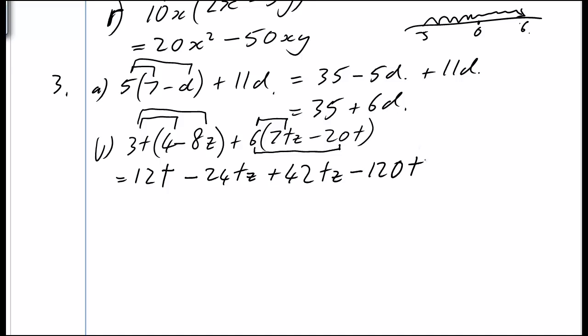Now, what things can we add? We can add like terms. That is a like term to that, because they're both just the letter T. So 12T take 120T is, let's see, negative 108T. Now, that and that are like terms because they've just got TZ. We've got negative 24 plus 42, which will be 18, I think. So it'll be plus 18TZ.